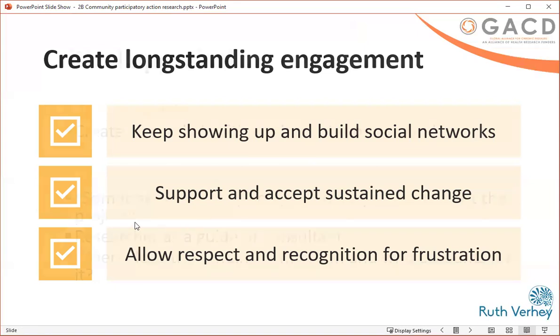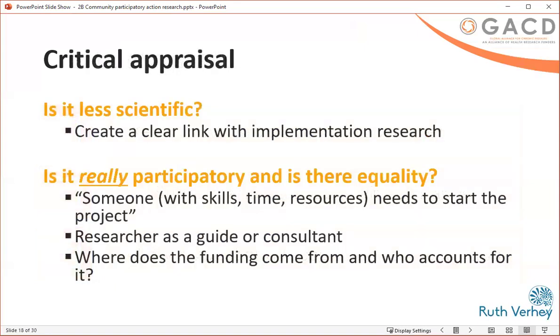Okay, so a bit of a critical appraisal of participatory action research: is it less scientific? Is it not giving us the right data or something? And I think that's where it's so good if we can link it up with implementation research and map that out really well. And you're all interested in this and you're all learning about it. So that's wonderful.